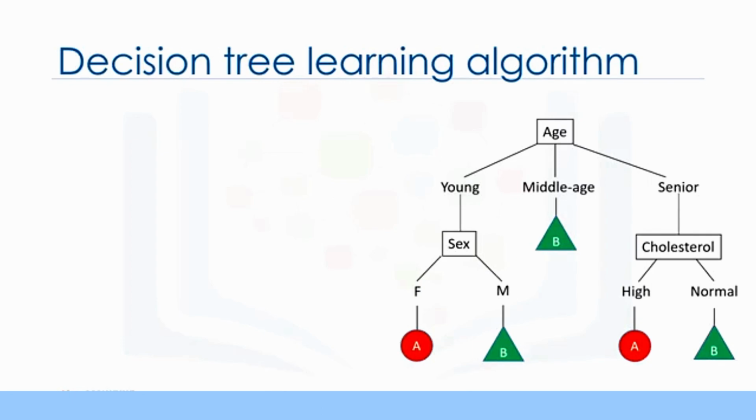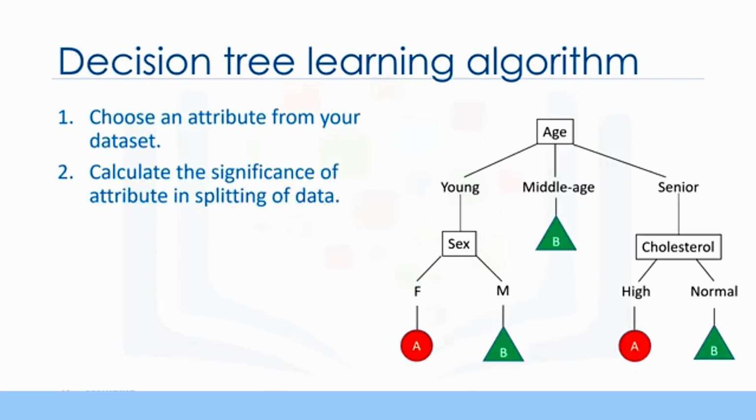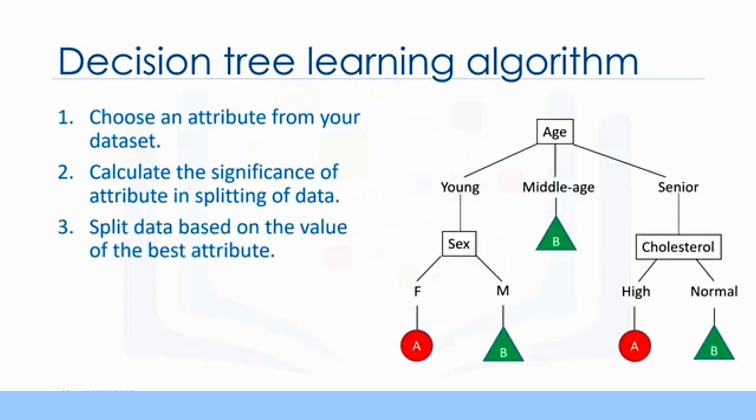A decision tree can be constructed by considering the attributes one by one. First, choose an attribute from our dataset. Calculate the significance of the attribute in the splitting of the data. In the next video, we will explain how to calculate the significance of an attribute to see if it's an effective attribute or not. Next, split the data based on the value of the best attribute. Then, go to each branch and repeat it for the rest of the attributes. After building this tree, you can use it to predict the class of unknown cases, or, in our case, the proper drug for a new patient based on his or her characteristics.